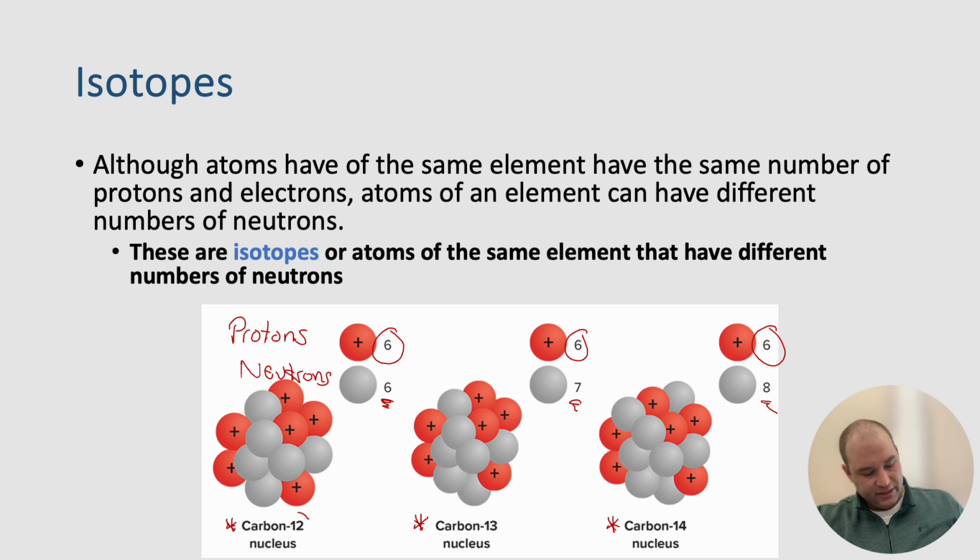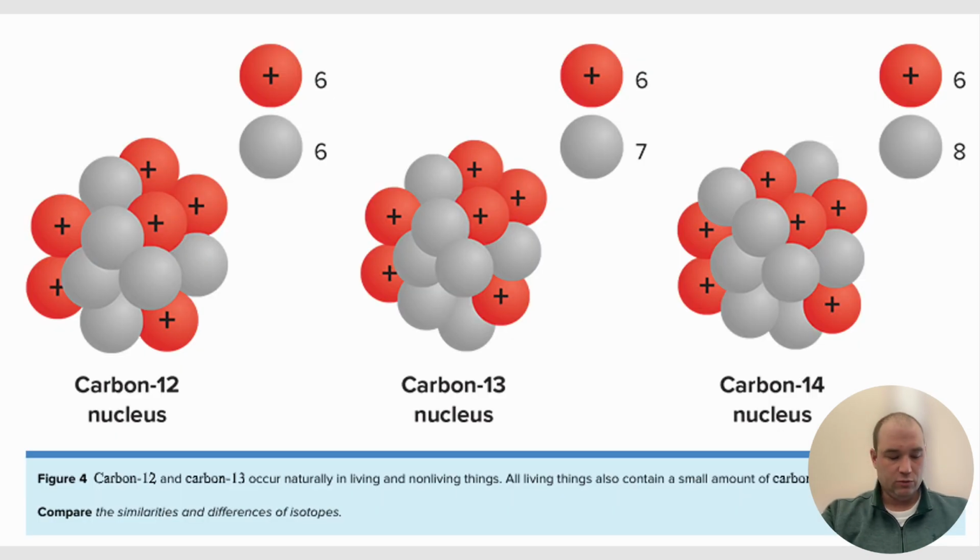So 6 plus 6 gives us an atomic mass of 12. 6 plus 7 gives us an atomic mass of 13. And 6 plus 8 gives us an atomic mass of 14. This is what we're referring to as an isotope, the different number of neutrons found in the nucleus, giving us a different atomic mass. So when we take a look at this, right, we can see this a little more clearly in the picture here.